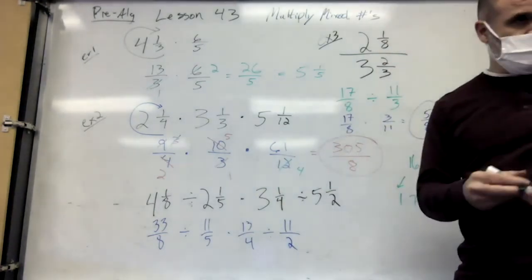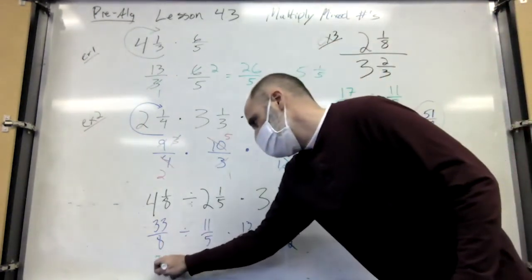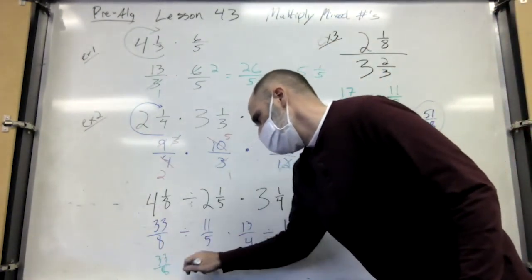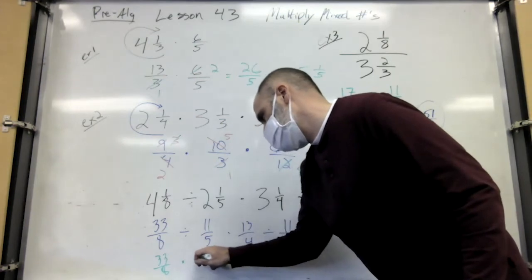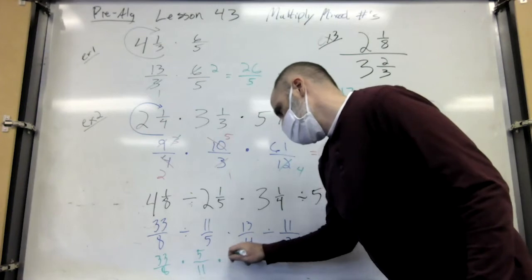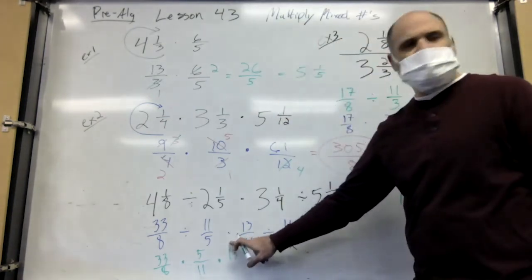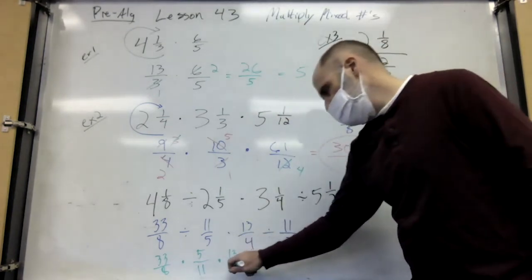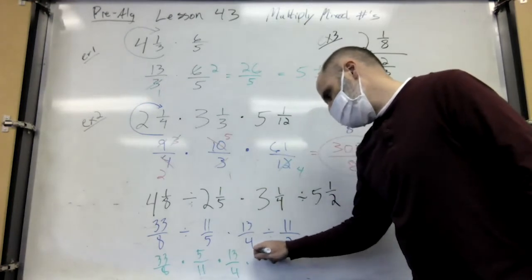Don't do any flopping or anything. Just change it all to improper. Next, we're going to copy dot flop. So we're going to copy this. Is the answer 195/176? Yep. We're flopping the 11/5 to 5/11s. So this is still a multiplication problem, so we're not flopping anything here. So copy dot flop that.